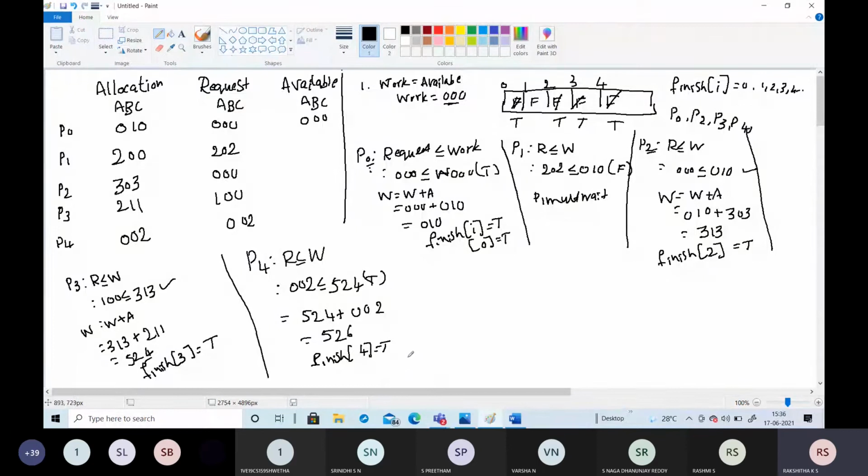Now we'll move this process P4 into the hard disk. Next we have to loop back again and check. P0 is already completed, so next go to P1. Still P1 is waiting in the system. So now we have to do it for P1. P1's request is less than or equal to Work. What is the request for P1?